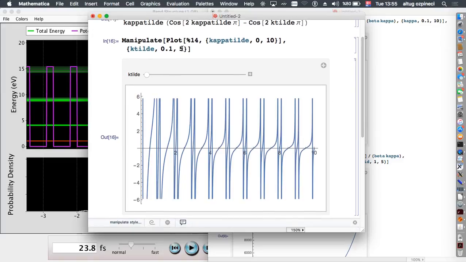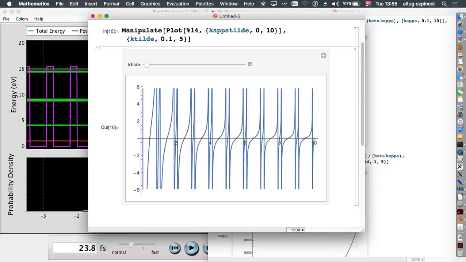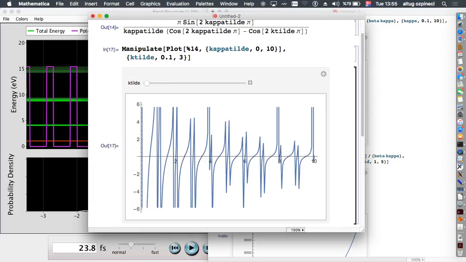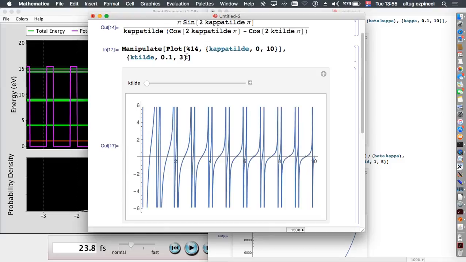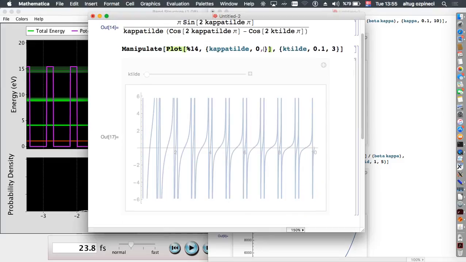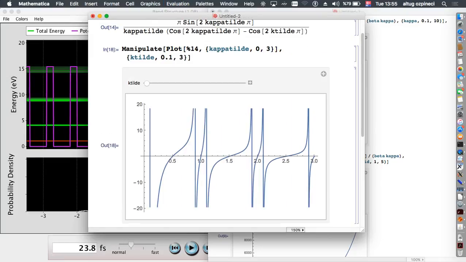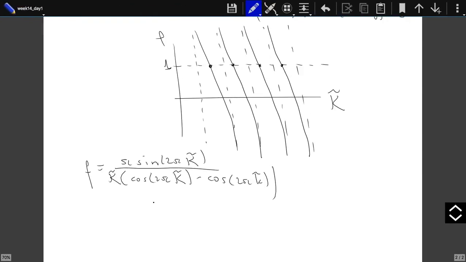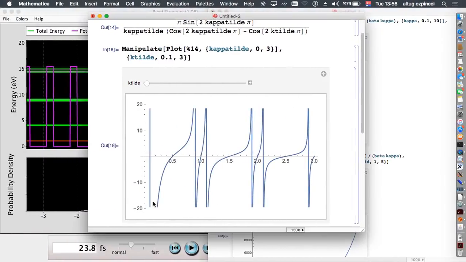Well, this is how it looks. Now these vertical lines are just some numerical artifact. It shouldn't connect the point that goes to infinity and the point that goes to minus infinity, so ignore these. You see that it's basically the other way around, but the idea is the same. It just diverges at certain points. Here it diverges, here it diverges, and it continues smoothly.